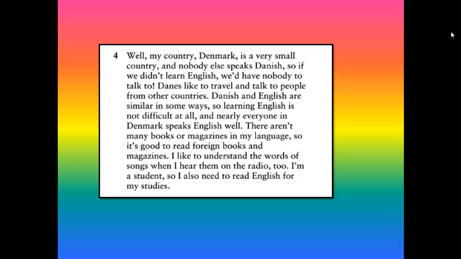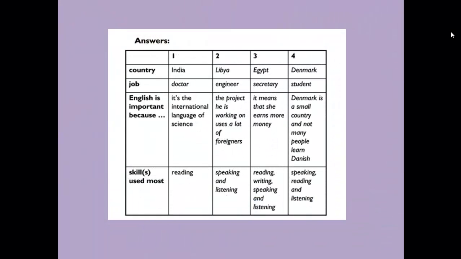Now, after reading these 4 conversations, we can come back to practice number C to fill in the spaces or to complete the table with the proper information. So here we can see the answers. Let's talk about the first one, the first person. The first one is a doctor. So the country is India. Job, doctor. English is important because it's the international language of science. What about skills used most? Reading.